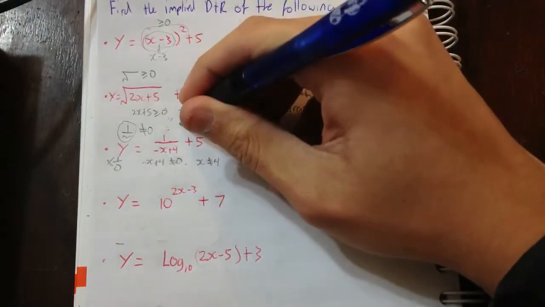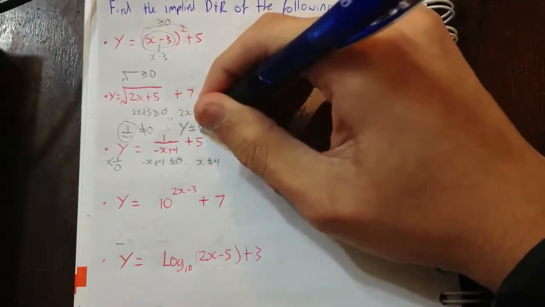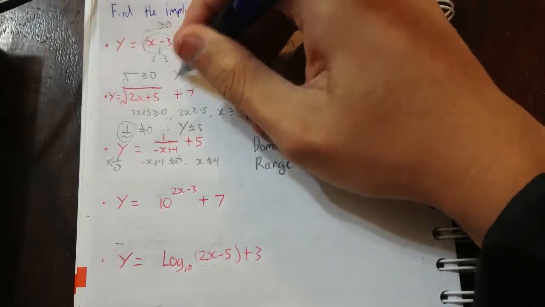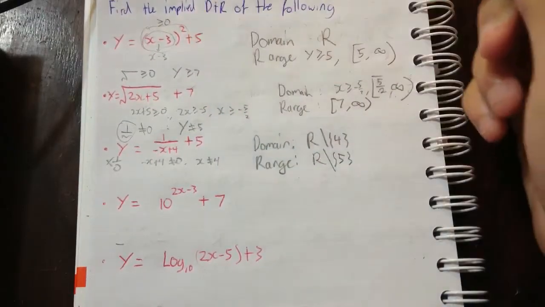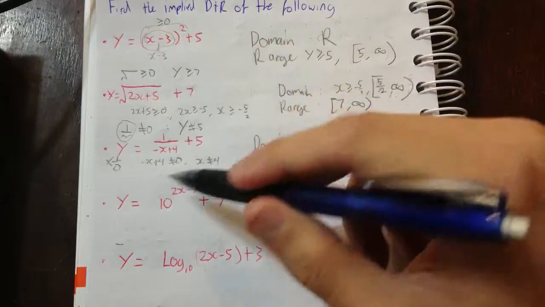I'm just going to write it again. Y cannot equal 5. Just to be very clear, I'm going to write here y is greater or equal to 7. That's a much better way to do it. I'm going to start doing that for the other questions.